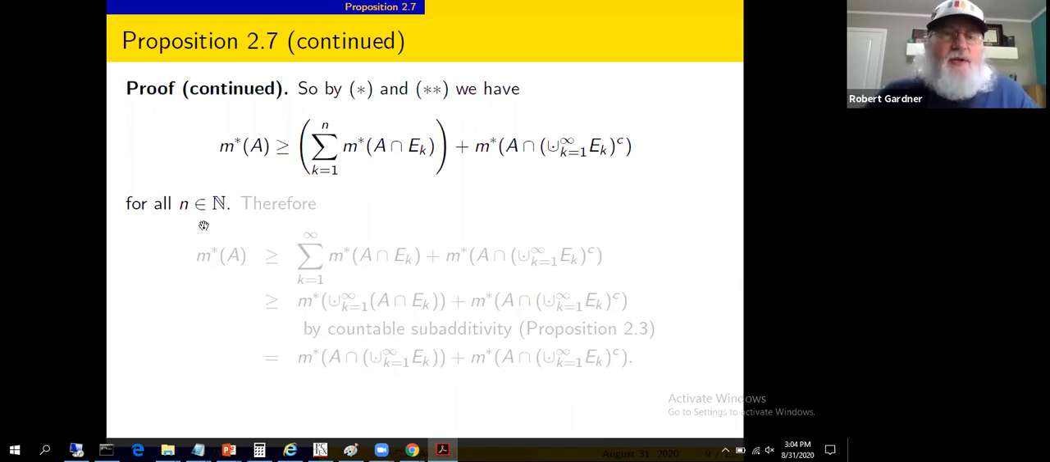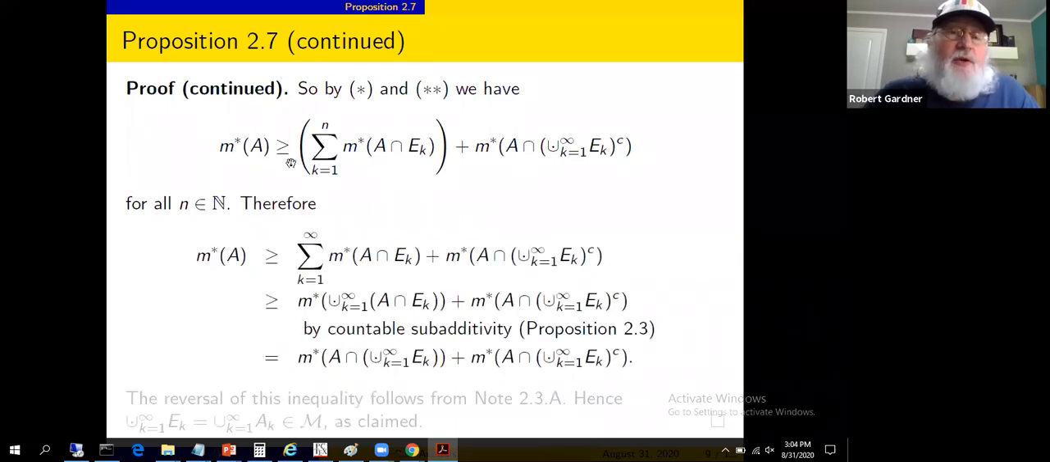N was arbitrary upstairs. So if you like, we could take a limit as n approaches infinity of both sides. Well, that's constant. That's constant. A limit of a finite sum is a series, and limits will preserve inequalities. So we would get the outer measure of A is greater than or equal to, since this held for all n, a sum from k equals 1 to infinity. Same thing here. So if you like, we just took limits as n approaches infinity. Same logic.